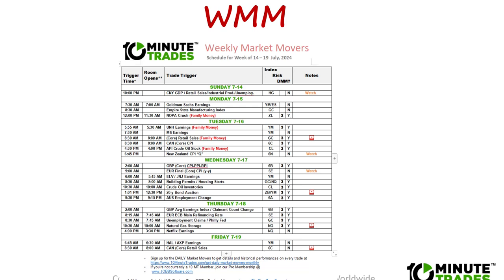So element number one is the WMM, the weekly market mover, also better known simply as our weekly schedule. It's not that complicated. If you look at the WMM, of course, it's got a date on it, which covers the week that we're trading, but there's a lot of information packed into this simple document. This document is free and everybody can get it.